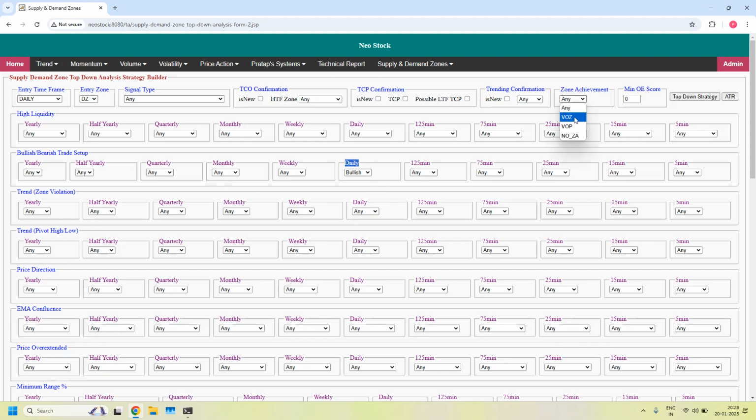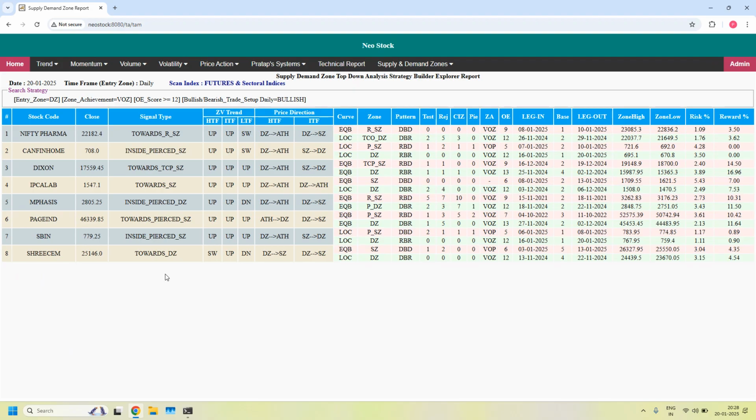And zone achievement violated opposing zone, minimum odd enhancer score 12. With these two filters applied to the daily demand zone, we got 8 stocks. Currently these 8 stocks are supporting bullish trade setup for monthly income trade, and entry time frame zones are daily demand zones.